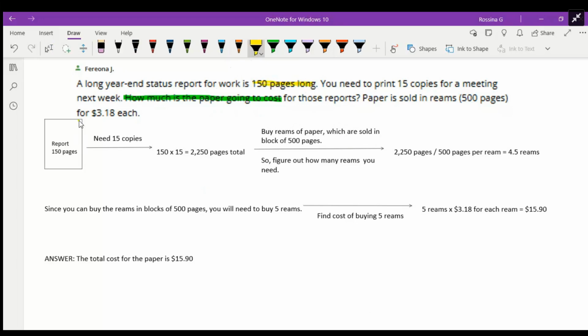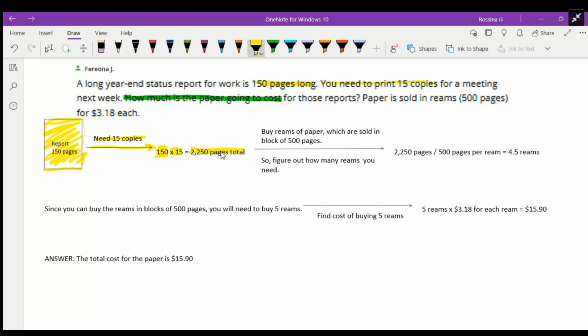And I kind of just drew a little visual over here to help us see what's going on. We have our report. It's 150 pages long. You then need to print 15 copies. Okay, so I need 15 copies. Let's follow our little flow chart here. And what does that mean in terms of number of pages? Well, if each report is 150 pages times 15 copies, you're going to get a total of 2,250 pages.